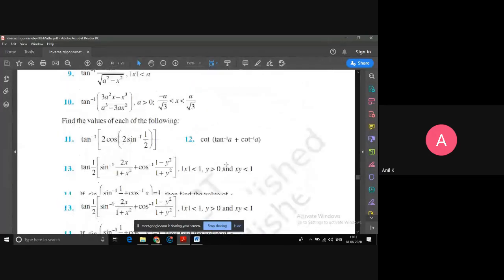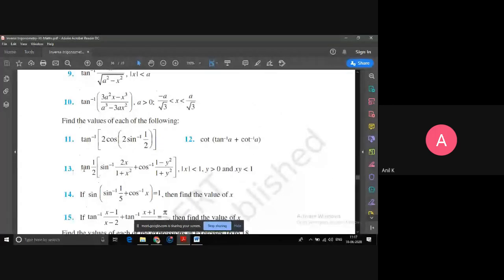12th question also done. Now for the 13th question, I'll give the hint. Take x value as tan theta, and the y value also as tan theta. Maybe you can take x as tan A and y as some tan B. Should I solve? Okay, let me take x as tan A and y as tan B.